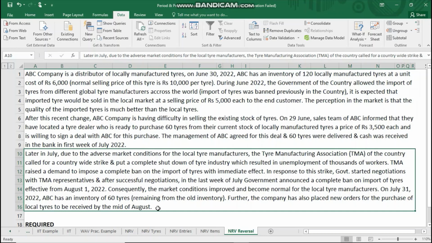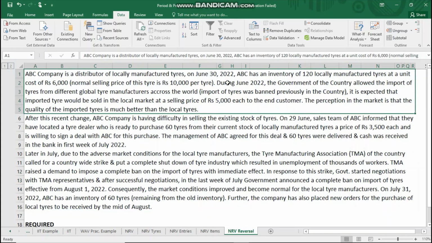So, in this example, we have seen that initially there were some government regulations, due to which market conditions were adverse. And then after that, some events happened, negotiations happened with the government, and government again announced, so the situation becomes back to normal. Okay.